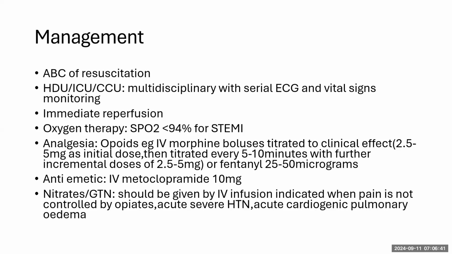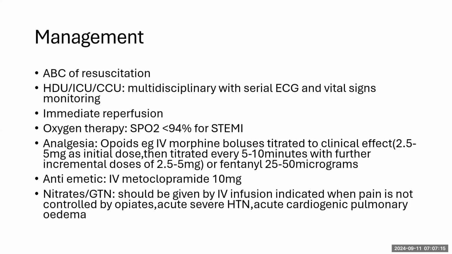The specific management is immediate reperfusion. However, before that, I want to go through the measures that we know in the management of acute coronary syndrome. I'll give this patient oxygen, especially if the SpO2 is less than 94% for STEMI. Then analgesia: I'll give the patient opioids, IV morphine boluses titrated to clinical effect, 2.5 to 5 milligrams as initial dose. Then titrate every 5 to 10 minutes with further incremental doses of 2.5 to 5 milligrams.